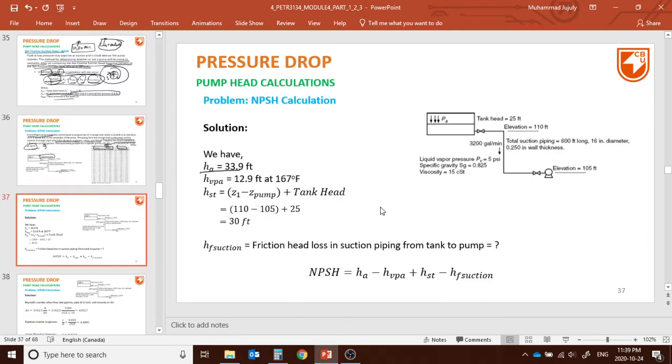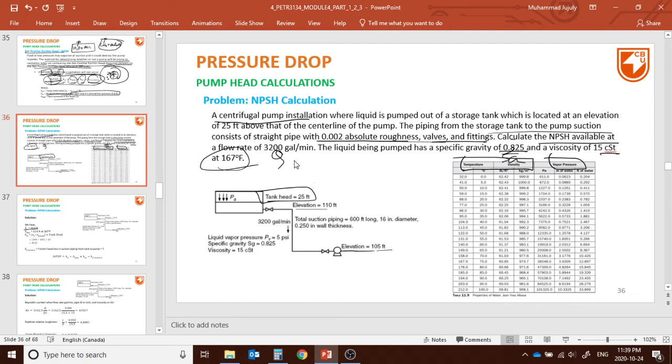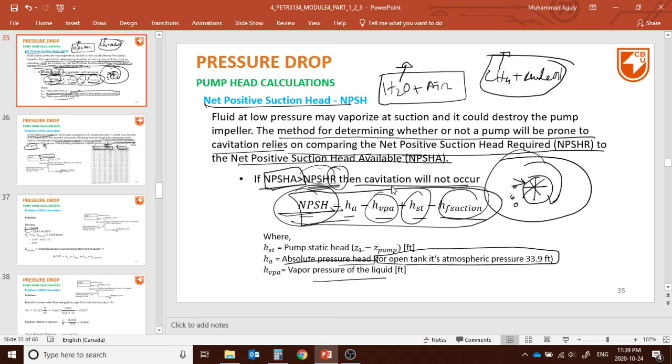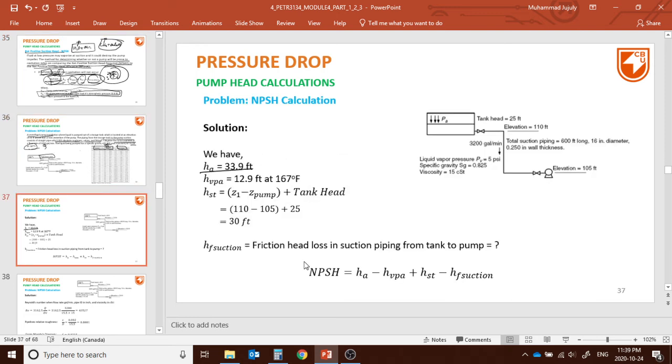So what information do we have? We have HA equal to 33.9. We know that, because you remember for an open tank, it's the same as the atmospheric pressure. Do you know that 1 atmospheric pressure is equal to 76 centimeters of mercury? Do you know that? We know. Now, what does that mean?